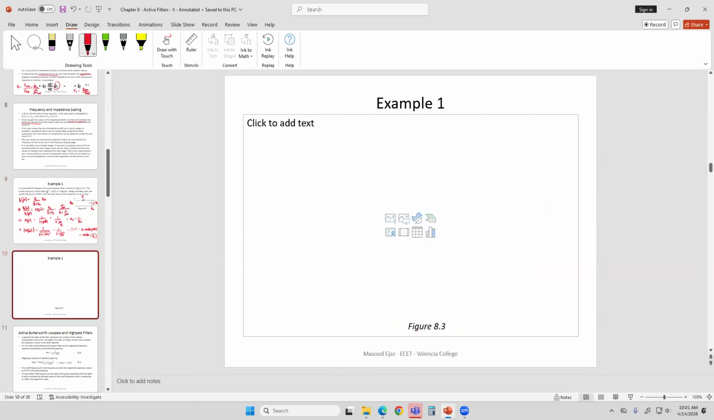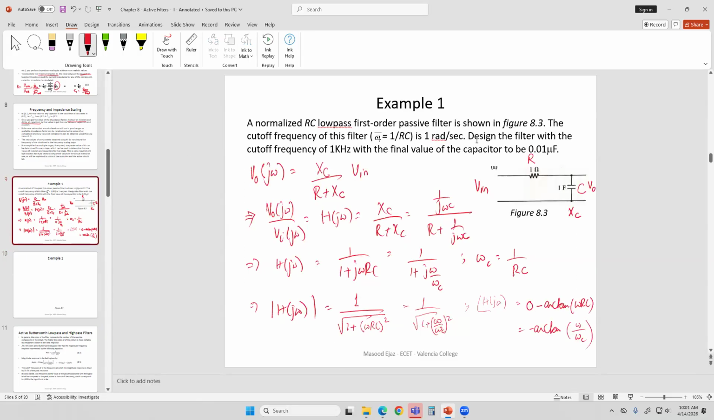Okay, now our goal is different. Our goal is what? Our goal is that we need to have a cutoff frequency of 1 kilohertz and a capacitor value of 0.01 microfarad. So the normalized capacitor value is 1 farad. We have to change that value to 0.01 microfarad, and we want to make sure that our cutoff frequency is 1 kilohertz.